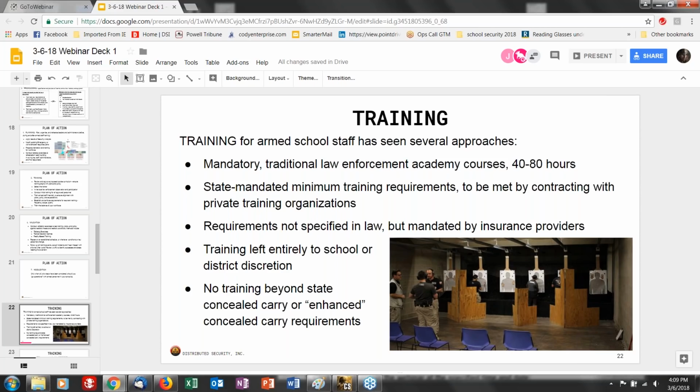And then finally, there are cases where training is left entirely to the school or school district discretion. And you have examples where no training beyond state concealed carry requirements exist. In the state of Utah, there's one set of requirements for concealed carry permits, and there is nothing further required for anyone who wishes to carry in their schools. Some states, Idaho is one, Michigan may well be the other, depending on the final form that their legislation takes, create a secondary category, often called enhanced concealed carry, that imposes additional training requirements over and above what the average permittee has to meet.